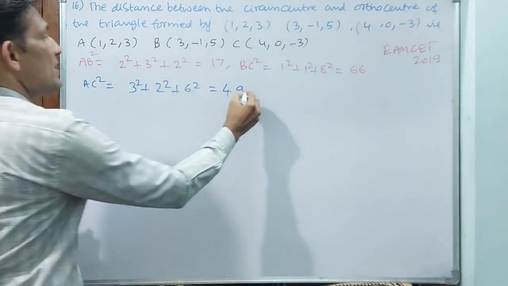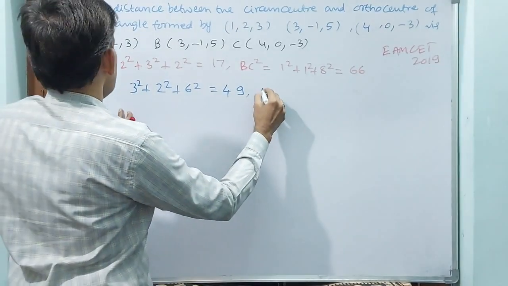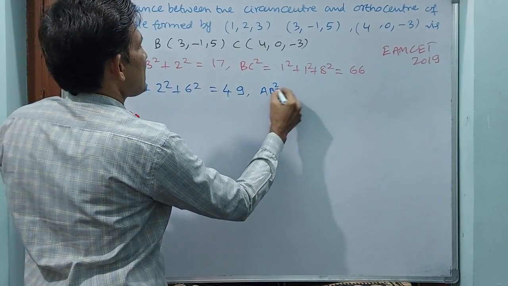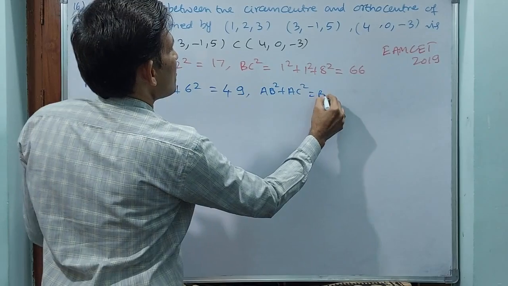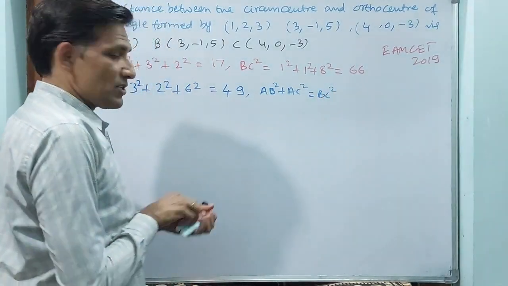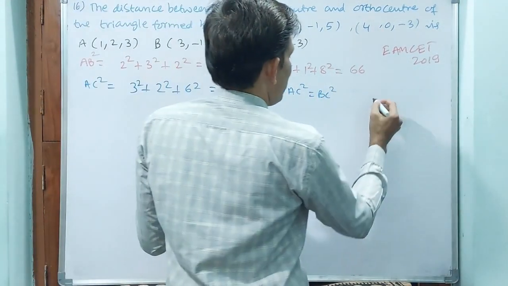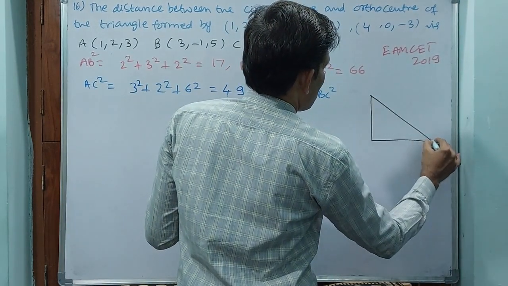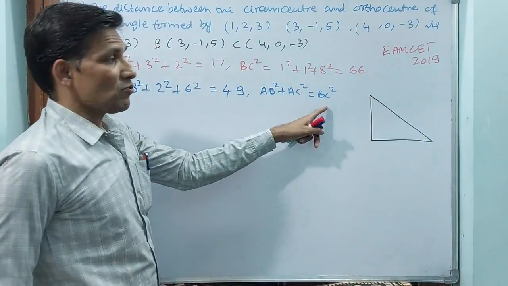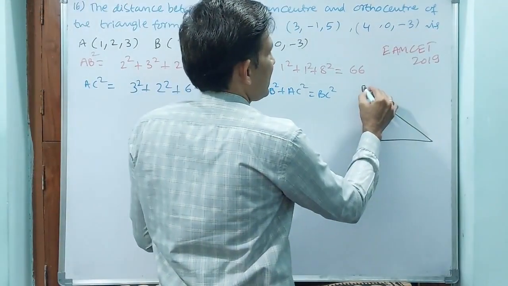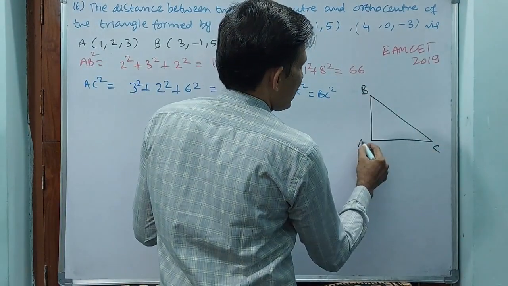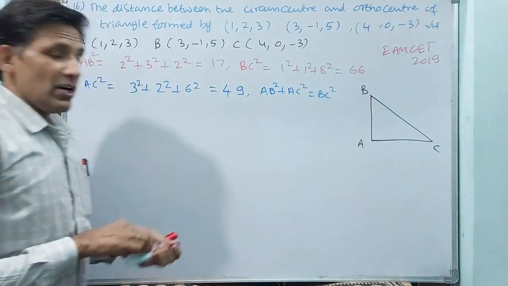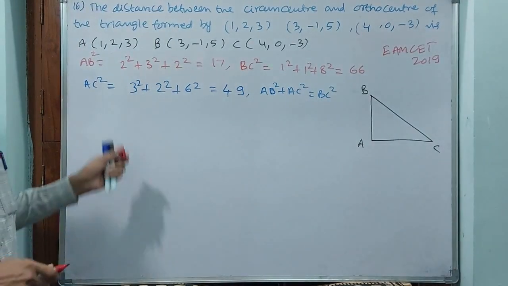That means, see here, what is happening? AB square plus AC square is equal to BC square. Okay, let's see what I am writing now. Observe carefully. See, BC square is bigger, the hypotenuse. I will take it like this: BC, this I will take as A. See, now what are they asking?